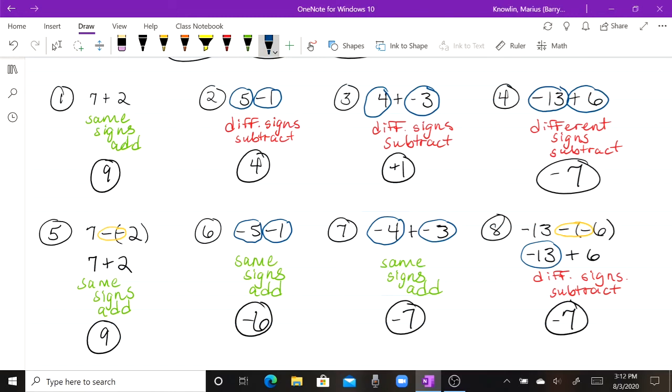And that will conclude our mixed review and our lesson on integers and combining integers.